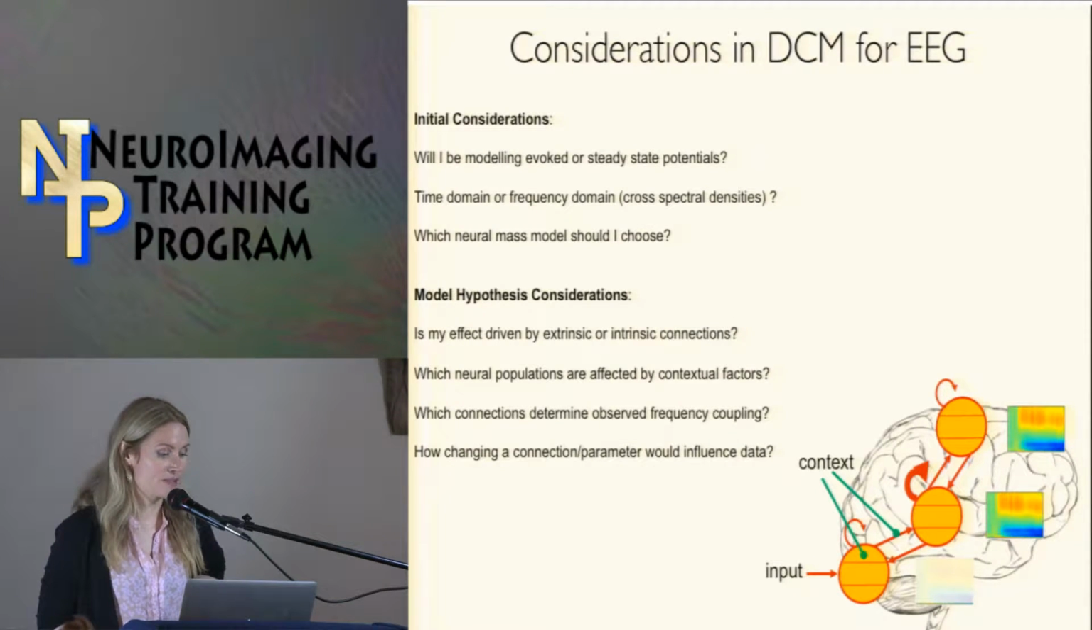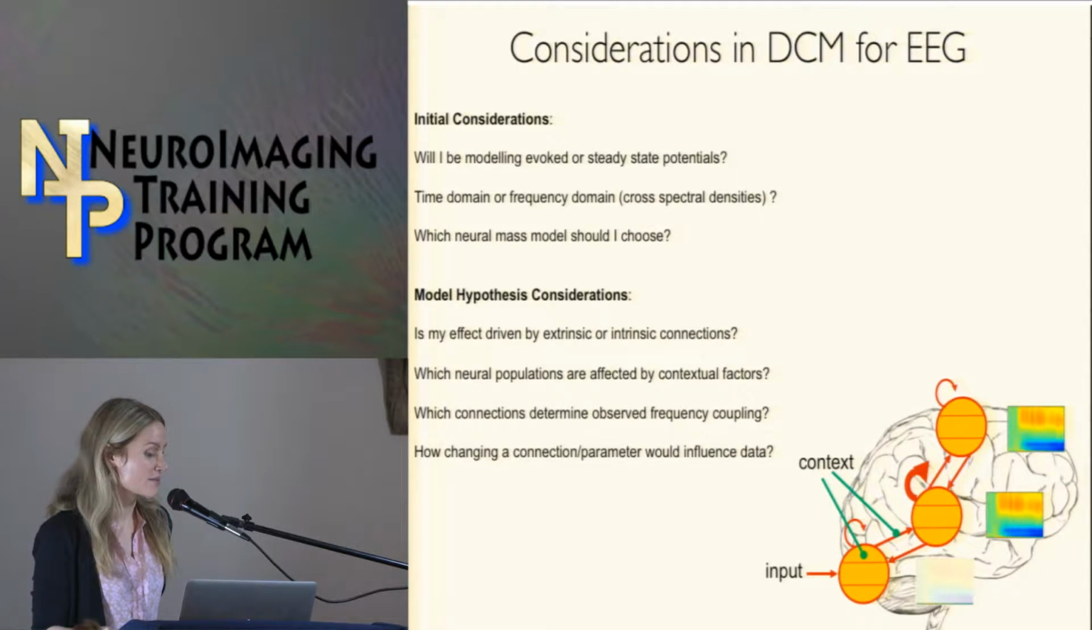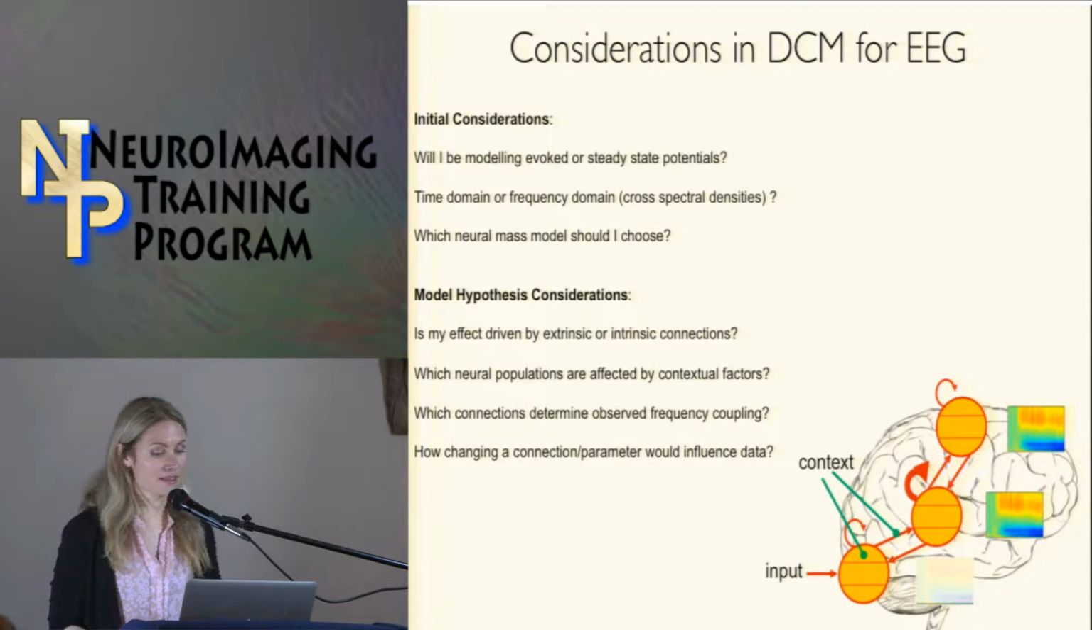Which neural populations are affected by contextual factors? Which connections determine the observed frequency coupling? And how can changing connection parameters influence the data?